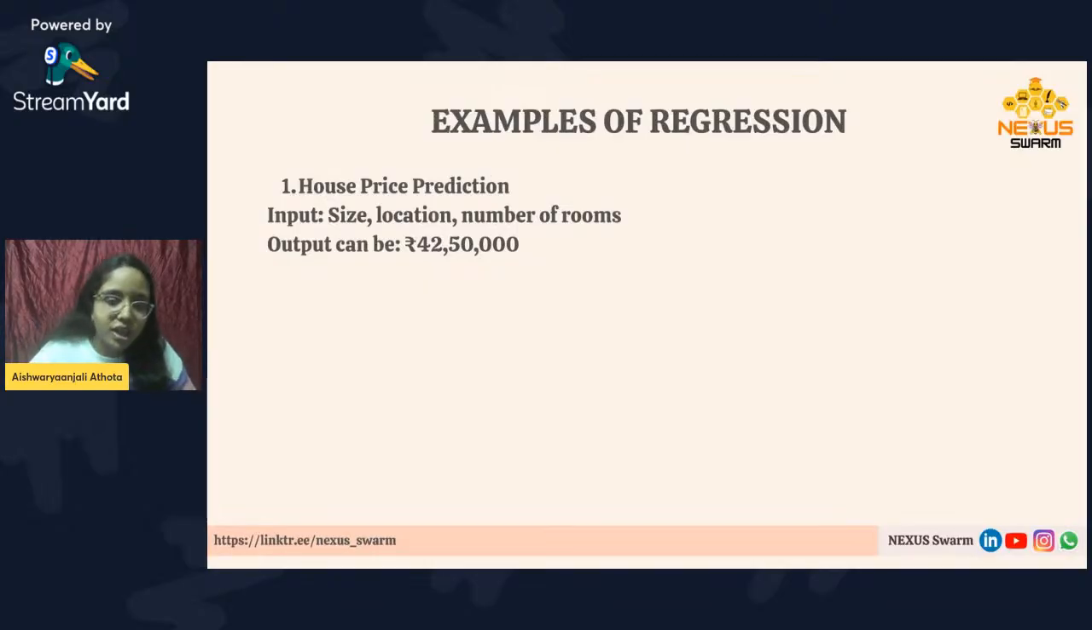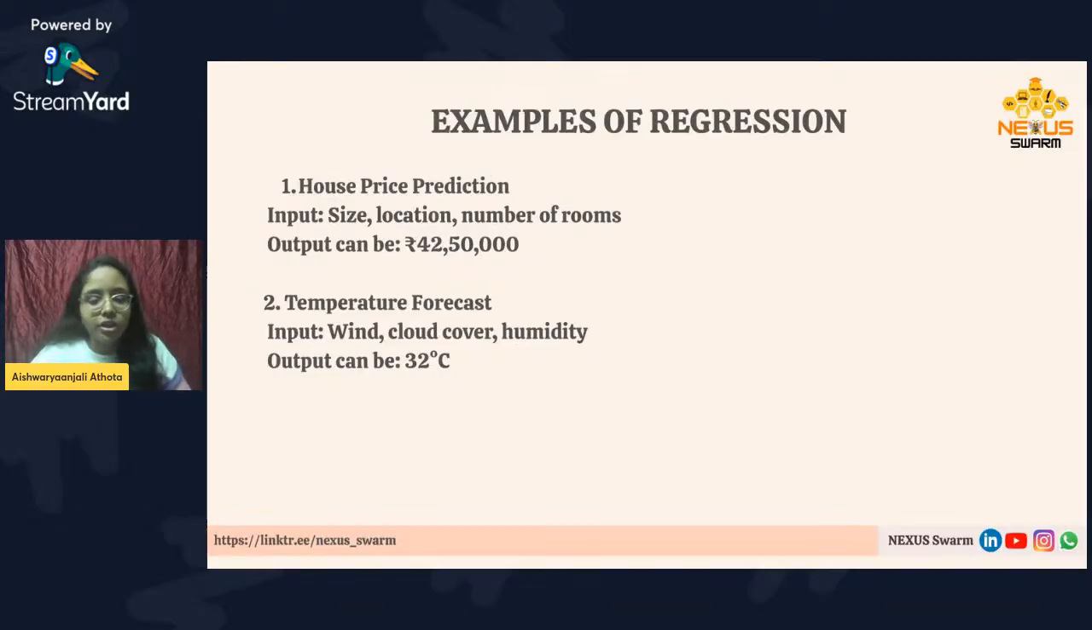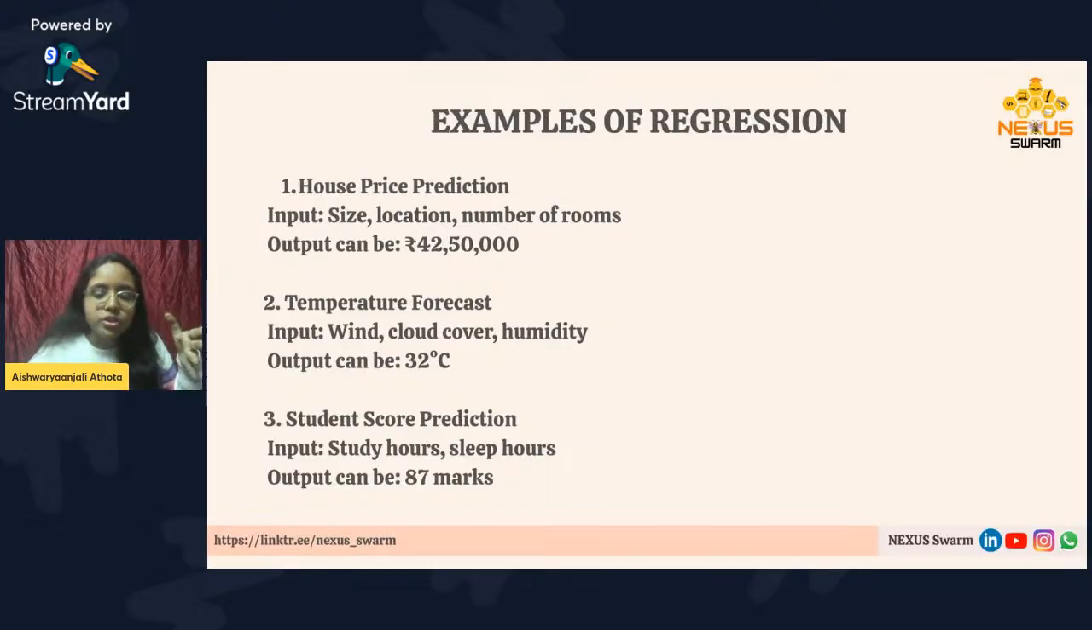This is one example of regression. And then we have temperature forecast, obviously based on values like the wind speed, the clouds, or the humidity. Based on these, the machine can find the temperature for the next day. That is temperature forecast. And then we have student score prediction.